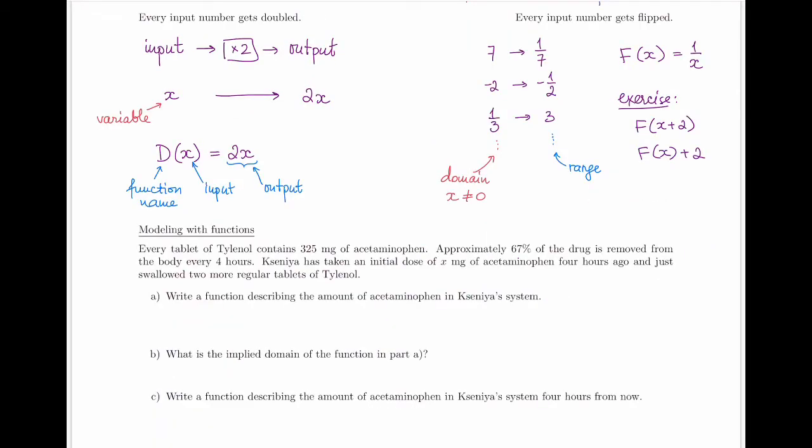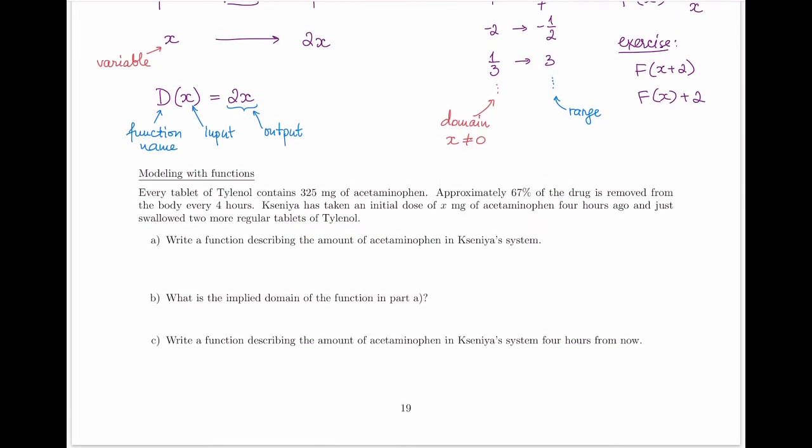There are a number of ways to represent functions. This is what we would call an analytic or formulaic representation, when a function is given to us directly by a formula. Here's an example of a function given to us via a verbal description, and we're asked to write down a corresponding analytic or formulaic version of it. So let's take a look at this example.